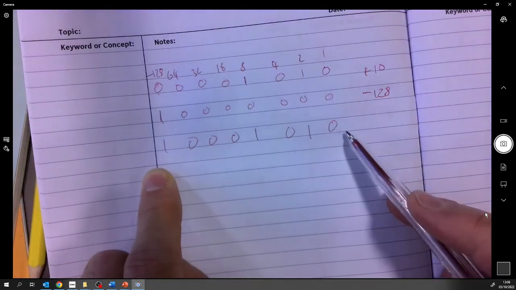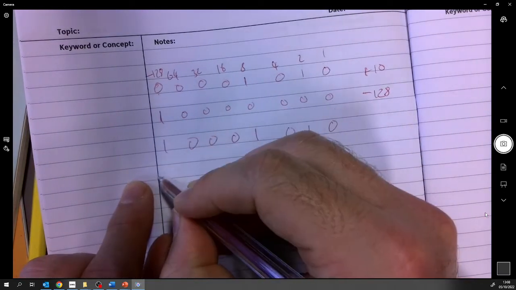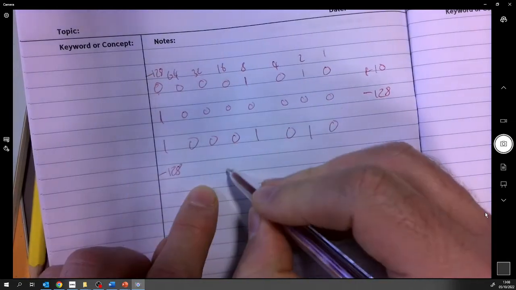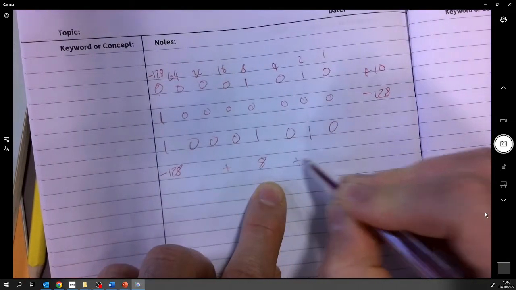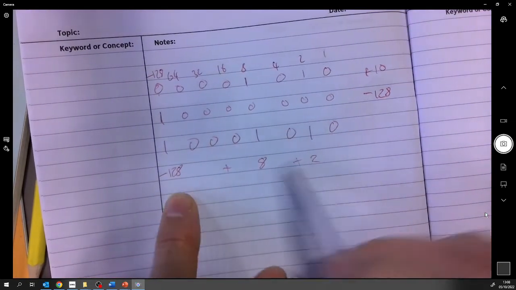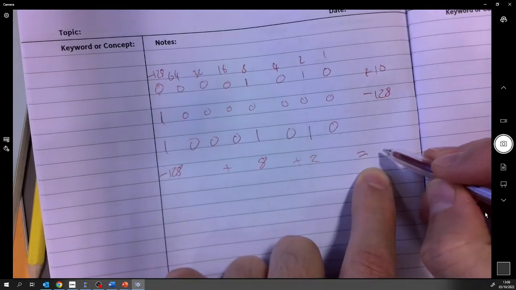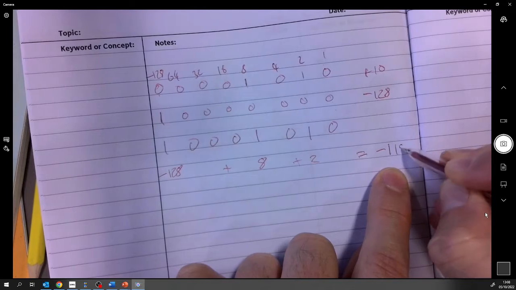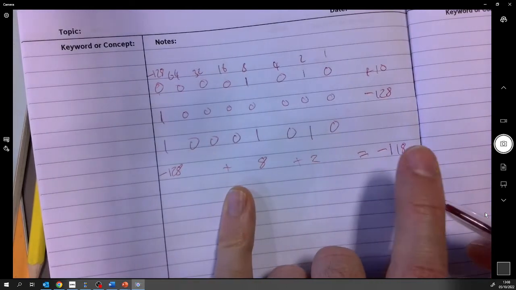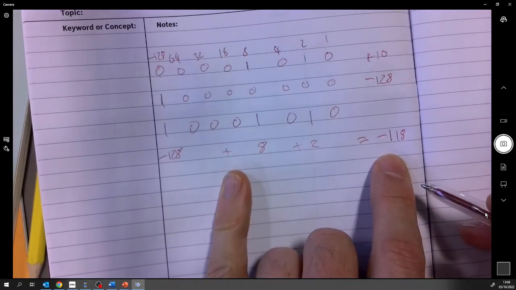Now, we need to work out what this actually means. What we've got here is minus 128, add 8, add 2, which is minus 128, add 10, isn't it? So it is therefore minus 118. It works with addition, it works with subtraction, it's pretty magical.